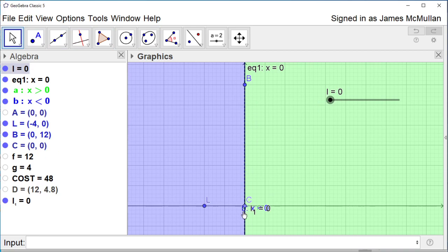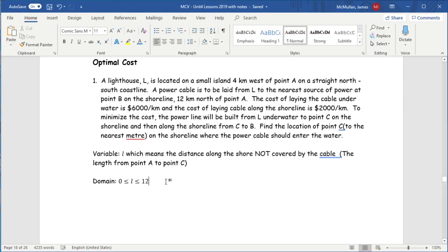It just doesn't make sense in this question because my power line would be running past the point, and I'd be just adding extra cost for no reason. Similarly, if I make L beyond 12, it's just adding extra cost for no reason. So L can be any number between 0 and 12, right, is what we're looking at here.